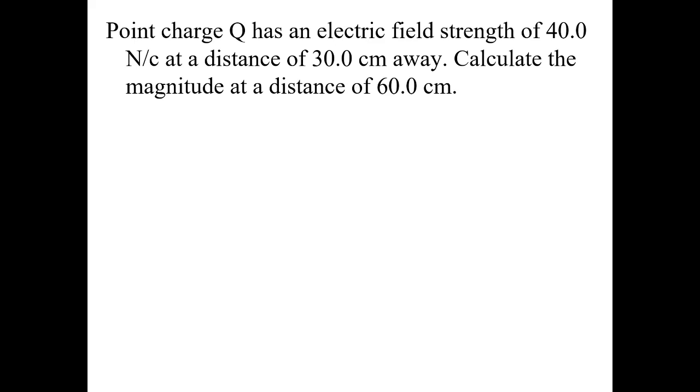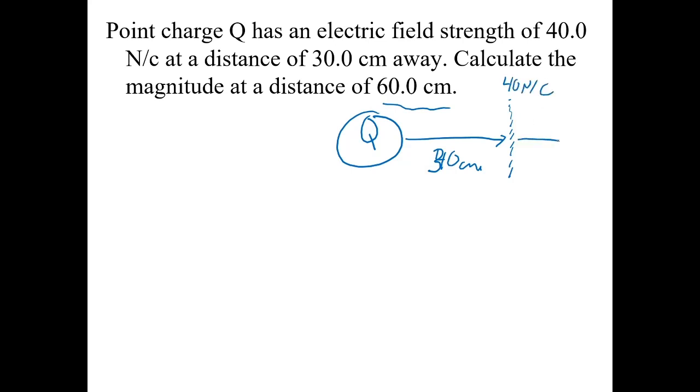Now we'll do just one more quick one. Point Q has an electric field strength of 40 newtons per coulomb, a distance of 30 centimeters away. Here's Q. Now we want to know the magnitude at 60 centimeters. Oh, excuse me, that's 30 centimeters, and it's 40 newtons per coulomb. And we want to know, well, what if we go twice as far? Now you might think, oh, well, it's just 20. We're twice as far. It should be half. But don't forget, what we're doing is it's r squared.